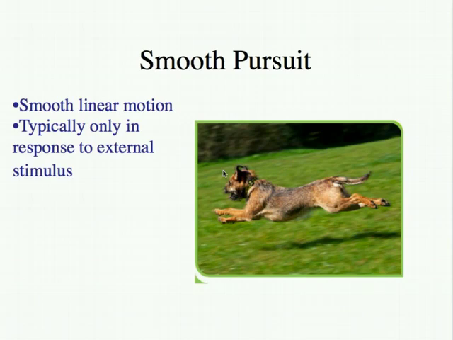Smooth pursuit is a smooth linear motion, so you can move your eyes smoothly across the visual field, not in the jerky fashion that takes place for saccades. And typically it only happens in response to external stimulation, so you need some external stimulus in order to be able to move your eyes smoothly like that.